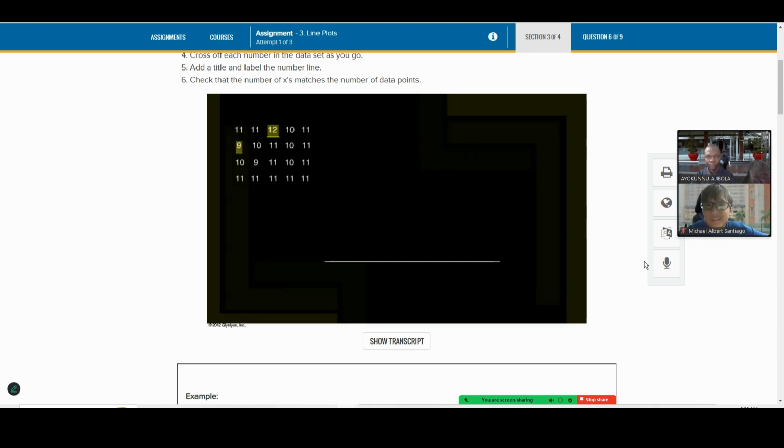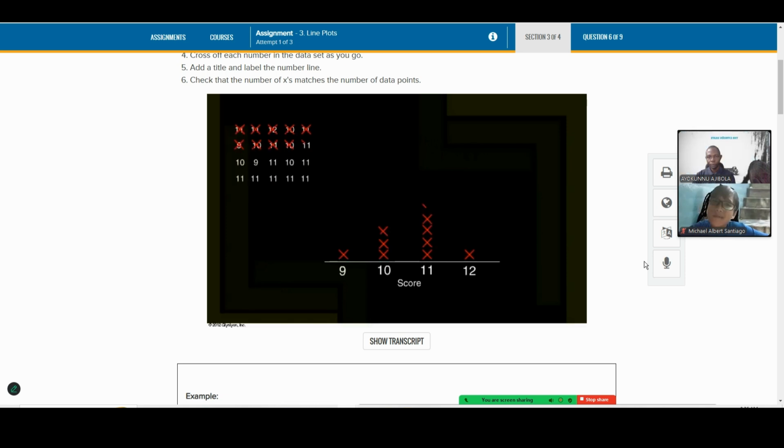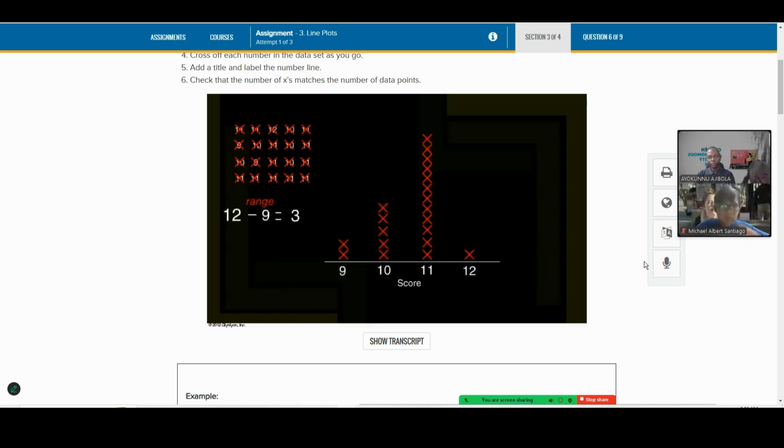Spacing each number evenly, write the numbers from the minimum to the maximum. Label the number line. Draw an X for each number in the dataset, placing it in the correct column. Now, the measures of central tendency and the range can be found using the line plot. The range is 3. The mode is 11. The median is 11. The mean is 11.